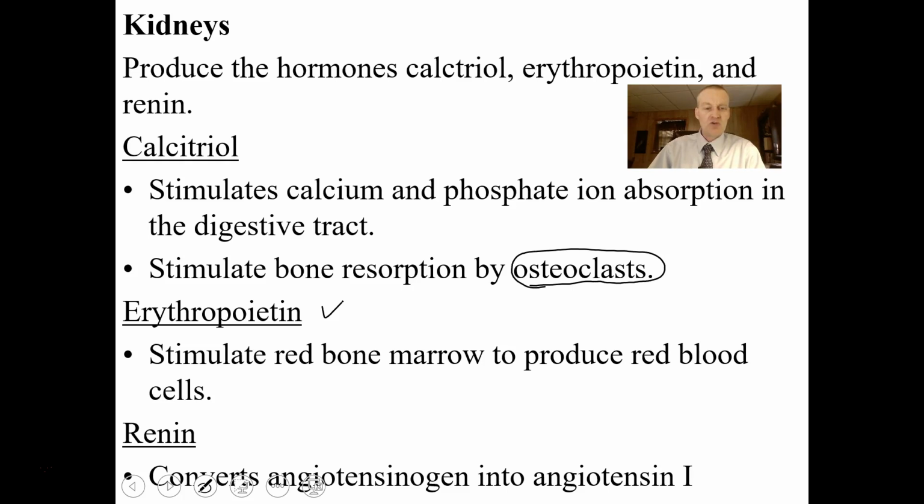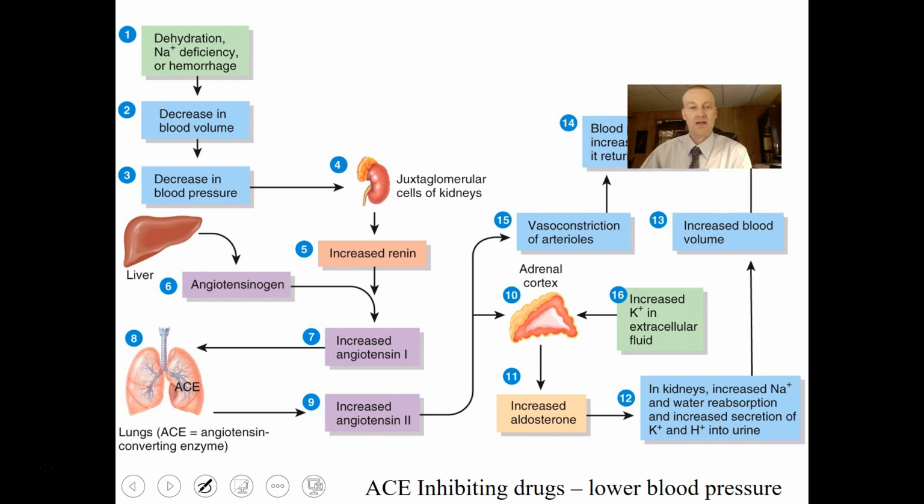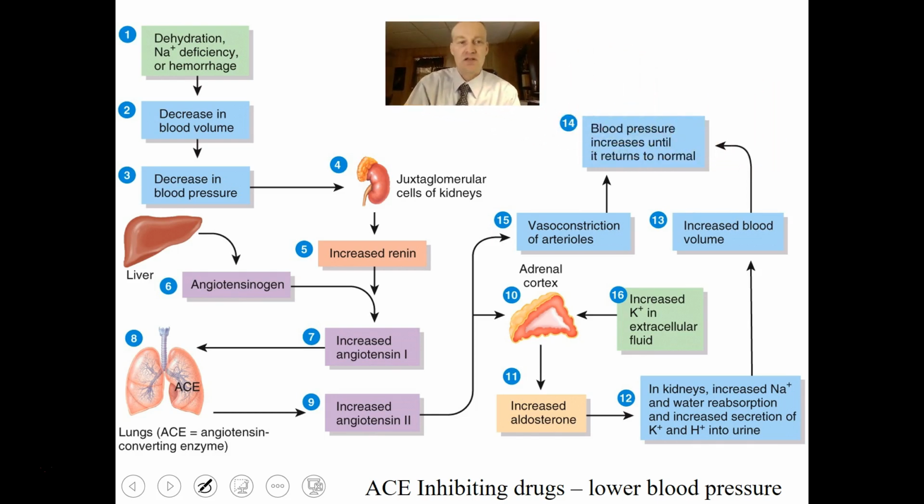Renin is an enzyme produced by the kidneys that will convert several products in your bloodstream into active hormones. So it converts angiotensinogen, which is an inactive protein, into angiotensin 1. And now we can come back to this graphic and complete that.